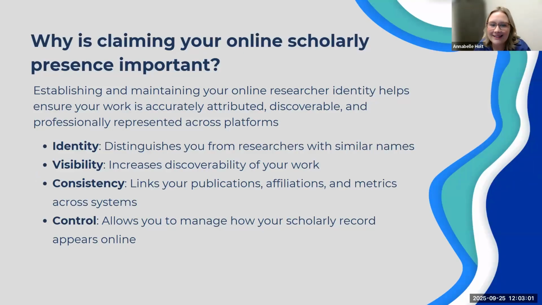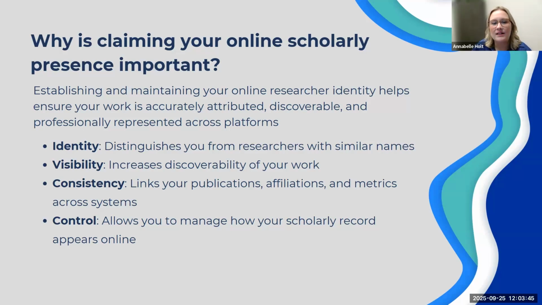So first, why is claiming your online scholarly presence important? First, a scholarly profile is an online record that connects you to your academic publications and your affiliations and any other identifiers that are out there and tied to your research output. Online scholarly profiles like ORCID, Scopus Author ID, and Scholars at UK are important tools for managing your academic identity. These profiles link researchers to their publications, their affiliations, and also to your metrics. And these just overall help ensure that your outputs are correctly attributed and easily discoverable.